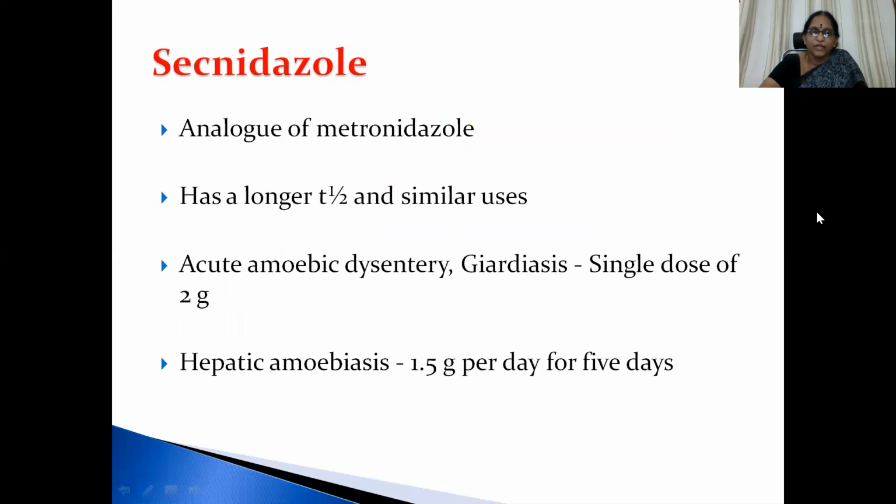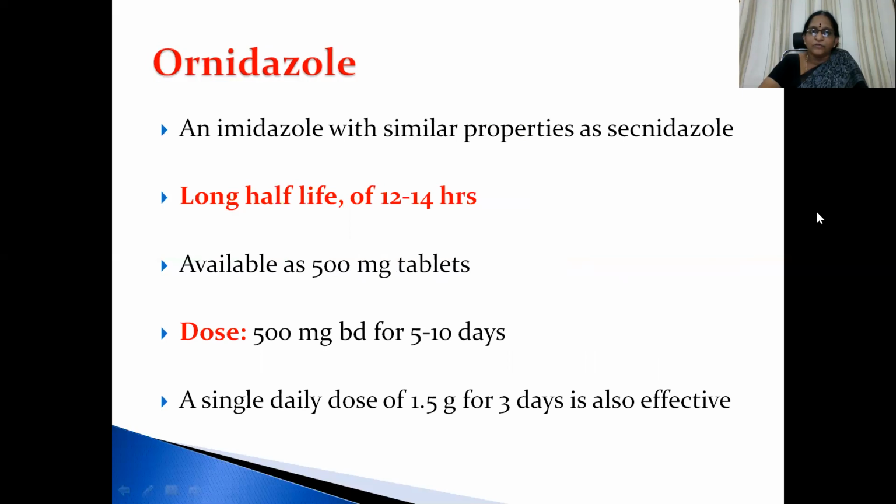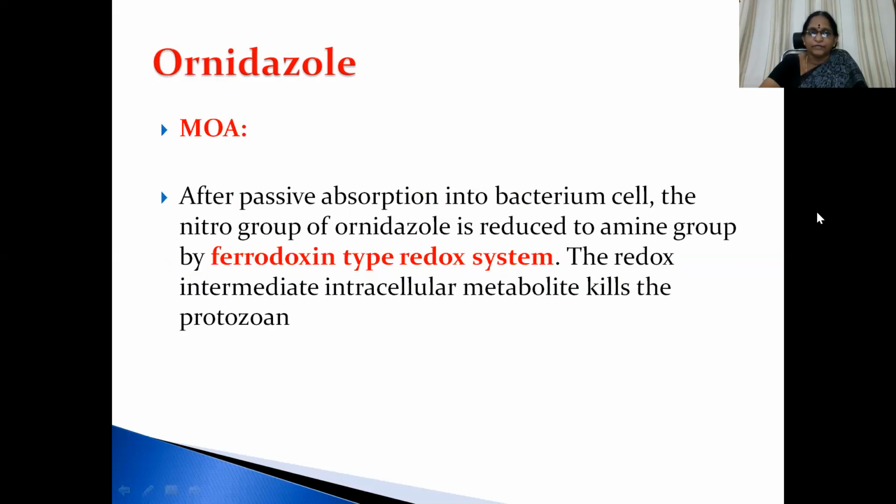Then secnidazole, an analog of metronidazole, with longer half-life and similar uses, used in acute amoebic dysentery and giardiasis. A single dose here again, a higher dose that is 2 grams, and for hepatic amoebiasis only 1.5 grams per day for 5 days of administration. Then ornidazole, a nitroimidazole with similar properties as secnidazole, long half-life of 12 to 14 hours, same as the other groups. Available as 500 mg tablets, so we prescribe 500 mg BD for 5 to 10 days. But a single daily dose of 1.5 grams for 3 days is also equally effective.